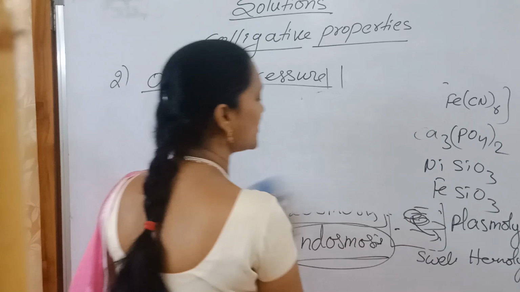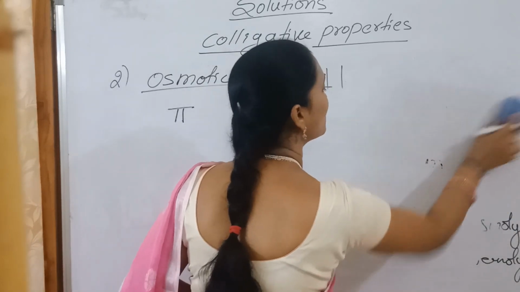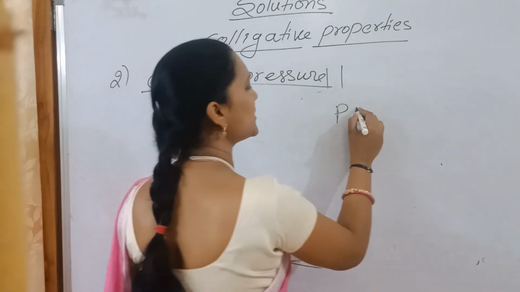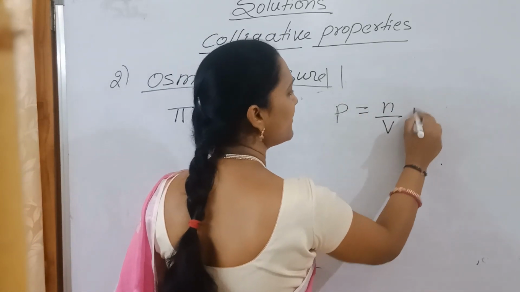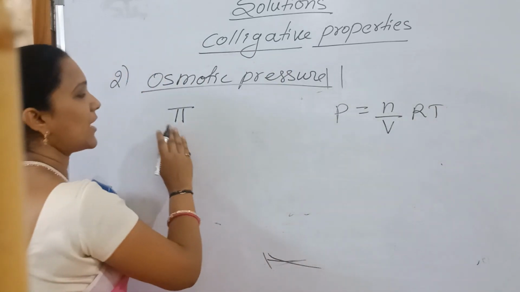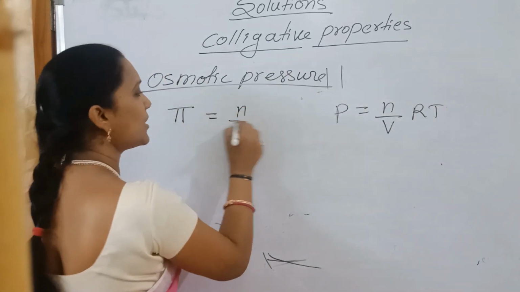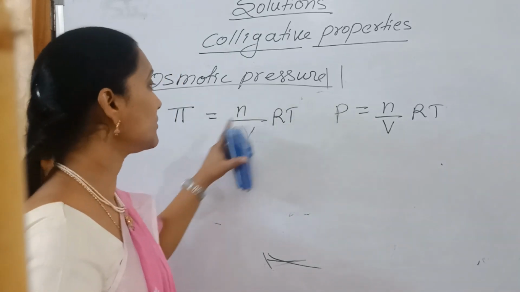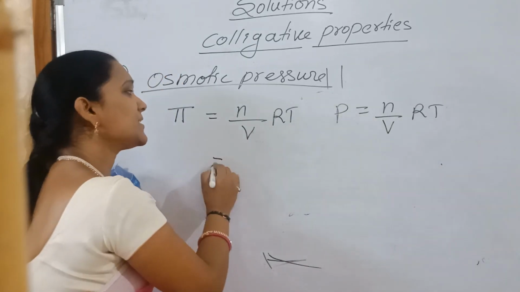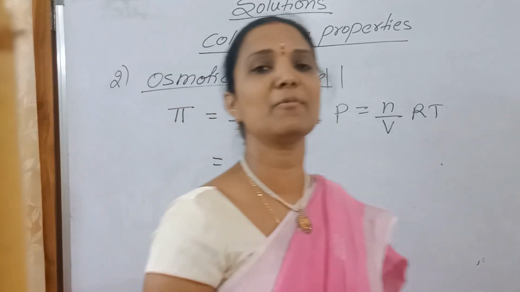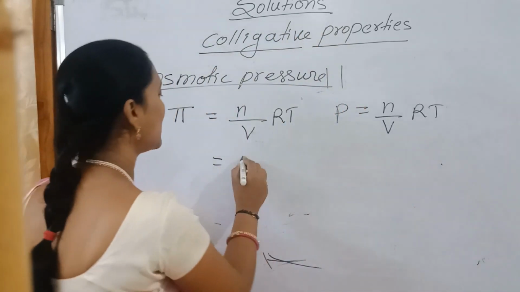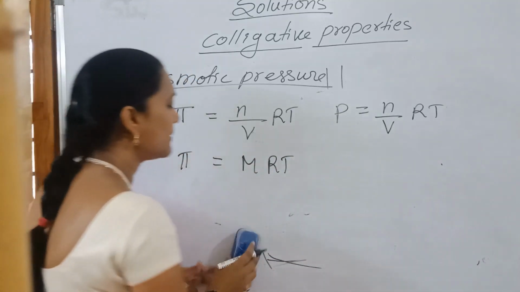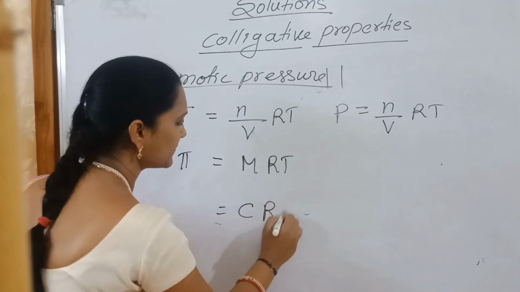Now this osmotic pressure is also a colligative property. It is just like the normal ideal gas pressure P. PV is equal to nRT, so P is equal to n by V times RT. Instead of P, here we use osmotic pressure pi. Pi is equal to n by V RT. What is n by V? If volume is in liters, number of moles by volume is the molarity. So pi is equal to mRT. Yes or no? Pi is nothing but concentration.